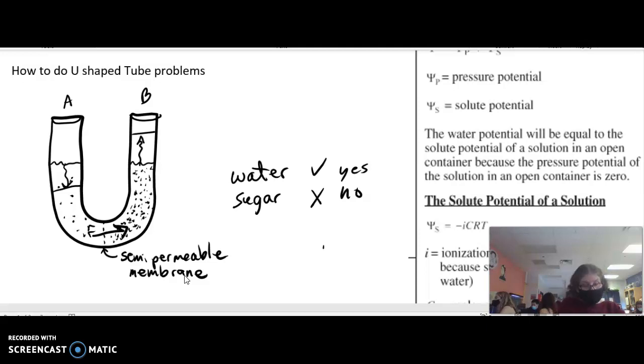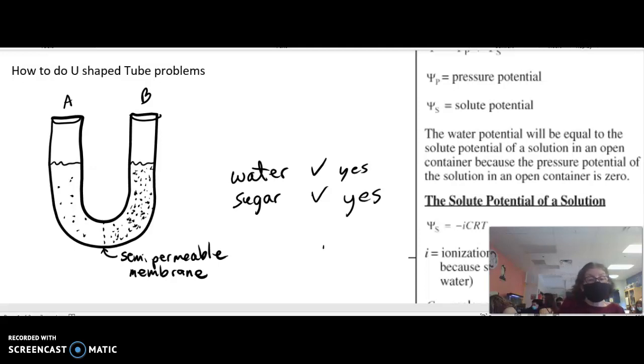Okay, so then often they'll change the situation. What if they said, okay, now the sugar can move. Now the sugar can move, so now this might change the situation. Let's think about that for a minute. So now if the sugar can move, and so can the water, right? They both can move. Now what will happen?